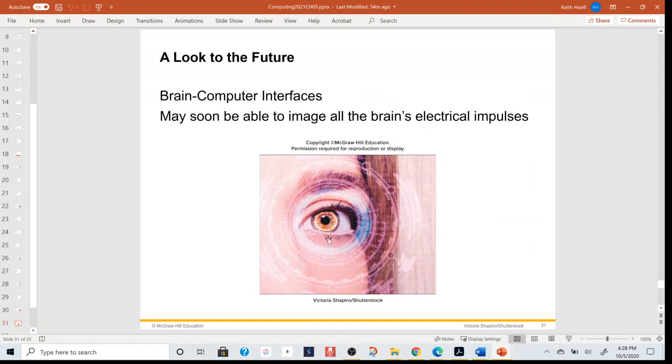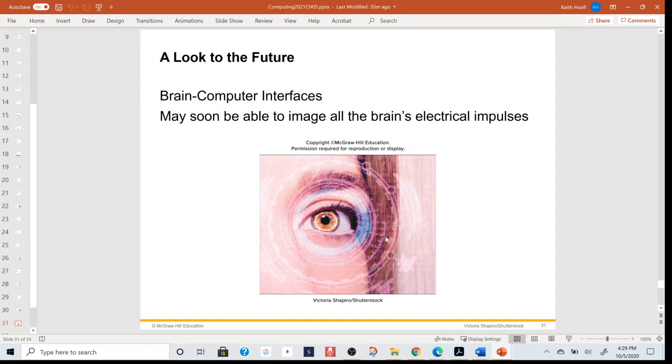So we're going to go on to our next presentation. Something that is the future of computers, just really quickly, is that computers are now being hooked up to people's brains and soon may be able to image all the brain's electrical impulses, which is kind of concerning to me because that's where I keep going on about artificial intelligence. If computers can get into our brains, it can start thinking like us and think it's more powerful than us and start controlling all of society. So just have those things in mind.